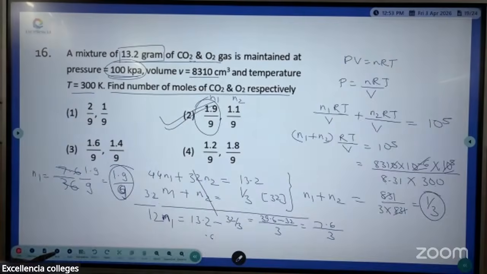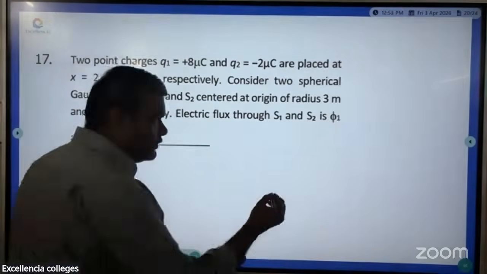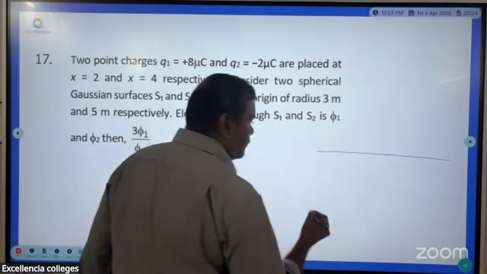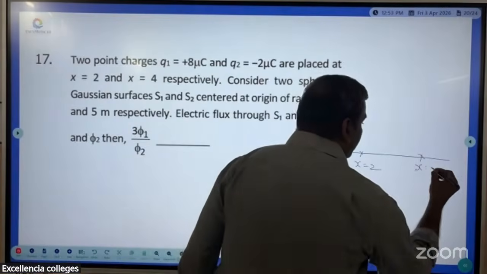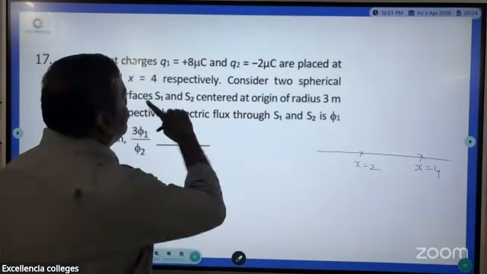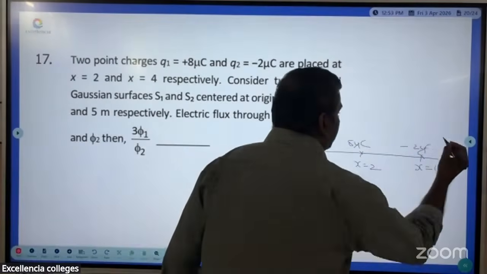Okay, let's move ahead. Two point charges, Q1 of 8 microcoulomb and Q2 of minus 2 microcoulomb, are placed at x equals 2 and x equals 4. So let's make the diagram. This is the x equals 2 location. This is the x equals 4 location. And we are keeping 8 microcoulomb here and minus 2 microcoulomb here.